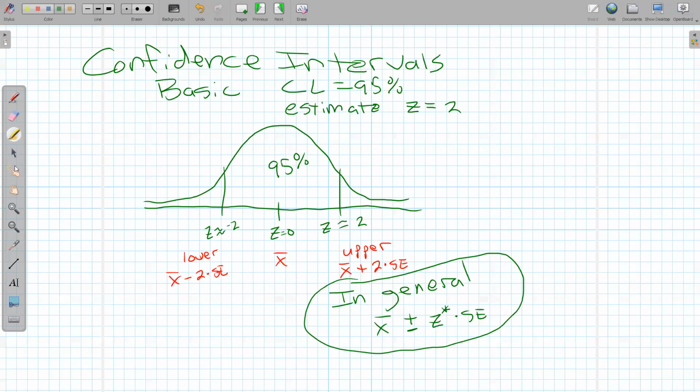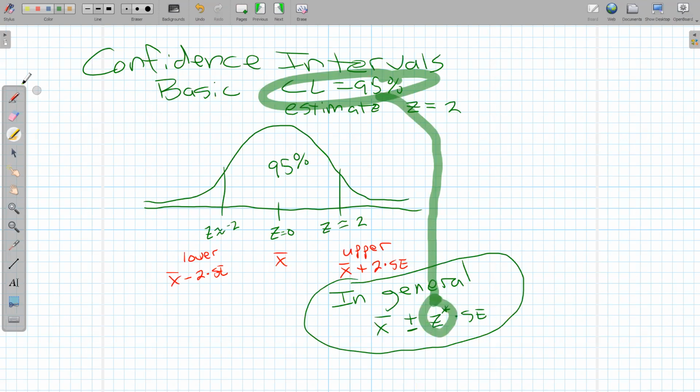So given a confidence level, we can then calculate a z-score. If we're also given standard error, then we can make a confidence interval. Let's try it.